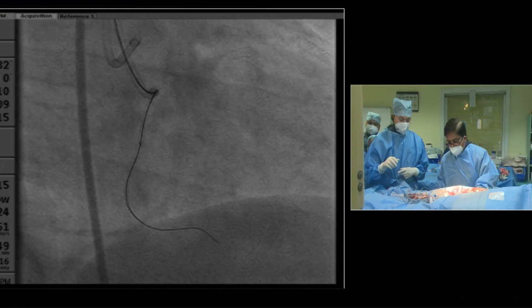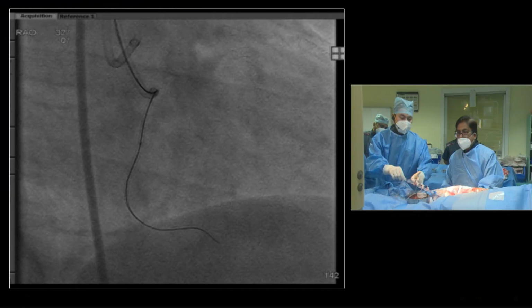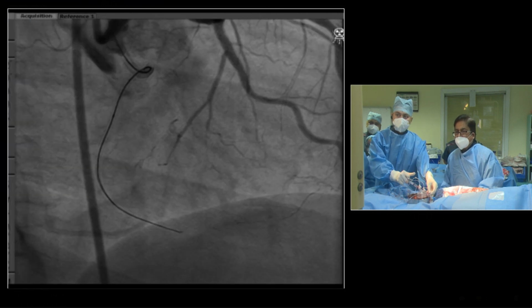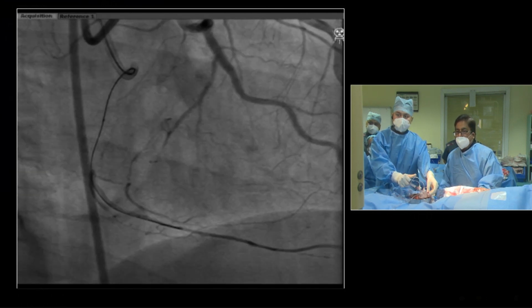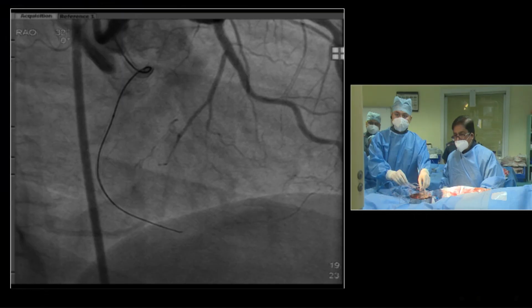Show me the left injection, please. The branch is of a good size, so that gives you that much leverage. Yeah, unlock the table, please.